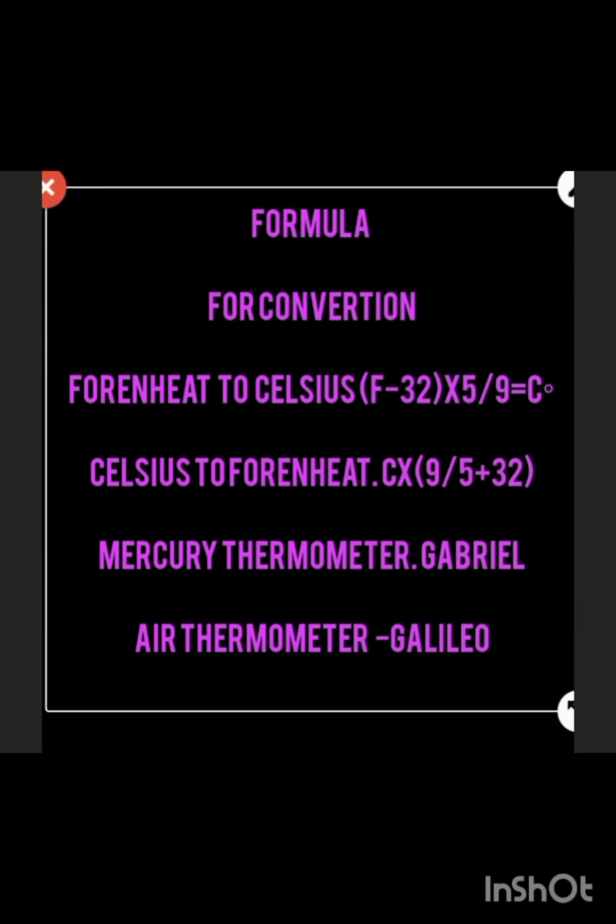Now let us learn the formula for temperature conversion from Fahrenheit to Celsius and Celsius to Fahrenheit. These are two formulas that we have to remember, and they are very important for the exam. The Fahrenheit to Celsius formula is: temperature in Fahrenheit minus 32, into 5 divided by 9, is equal to Celsius.